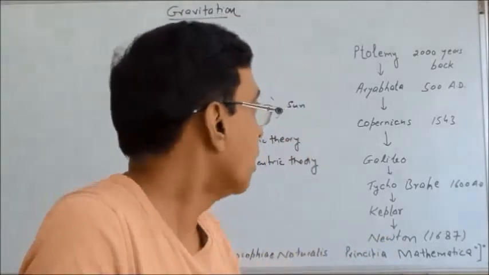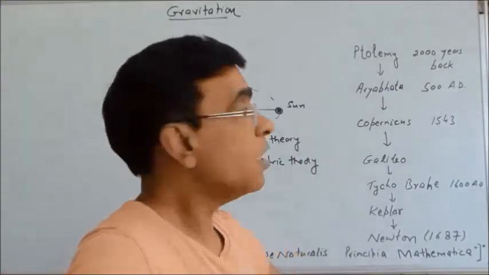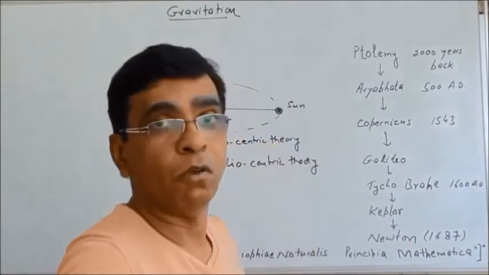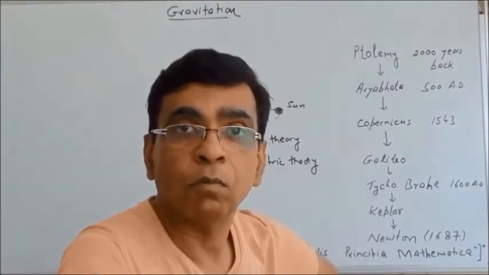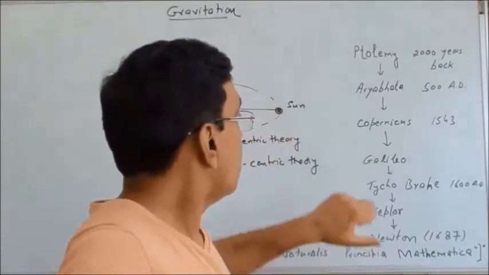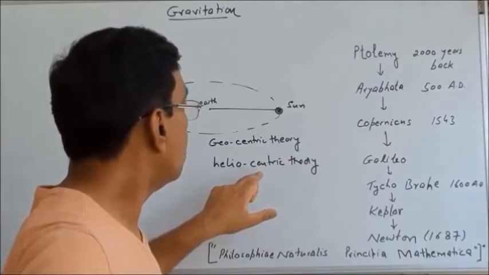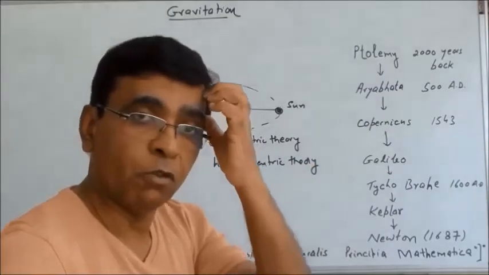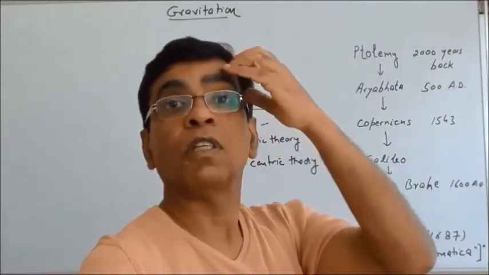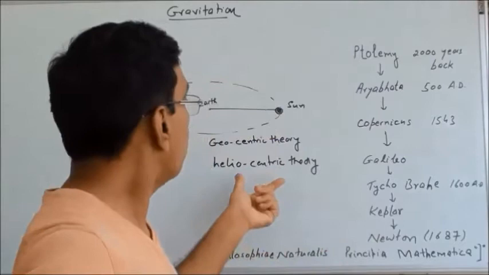But again, since the churches believed in the geocentric theory, Copernicus had to face a lot of opposition from the priests. The same happened with Galileo. Galileo also talked about the heliocentric theory. Galileo was a very well-known figure who gave a number of laws. He also gave the law of inertia, if you can recall. Galileo also gave the heliocentric theory.